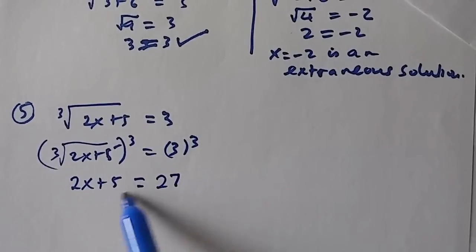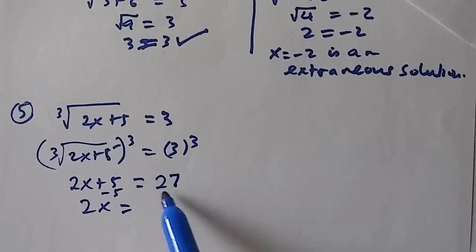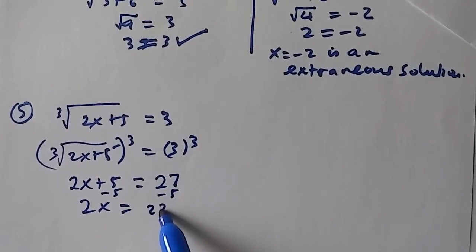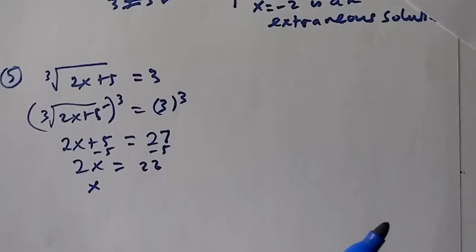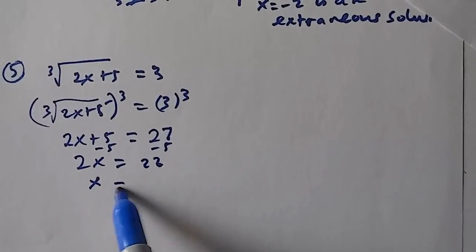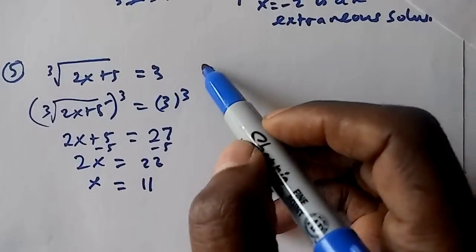And now we can subtract 5 from both sides. So 2x equals, this is negative 5, 22. And then divide both sides by 2. So x equals 11. We can check to be sure that we are on the right track.